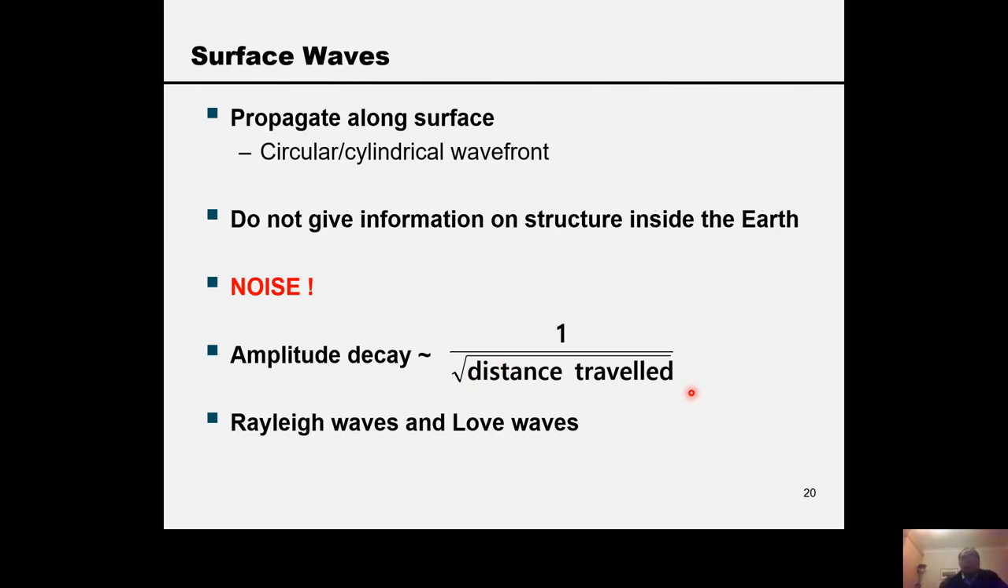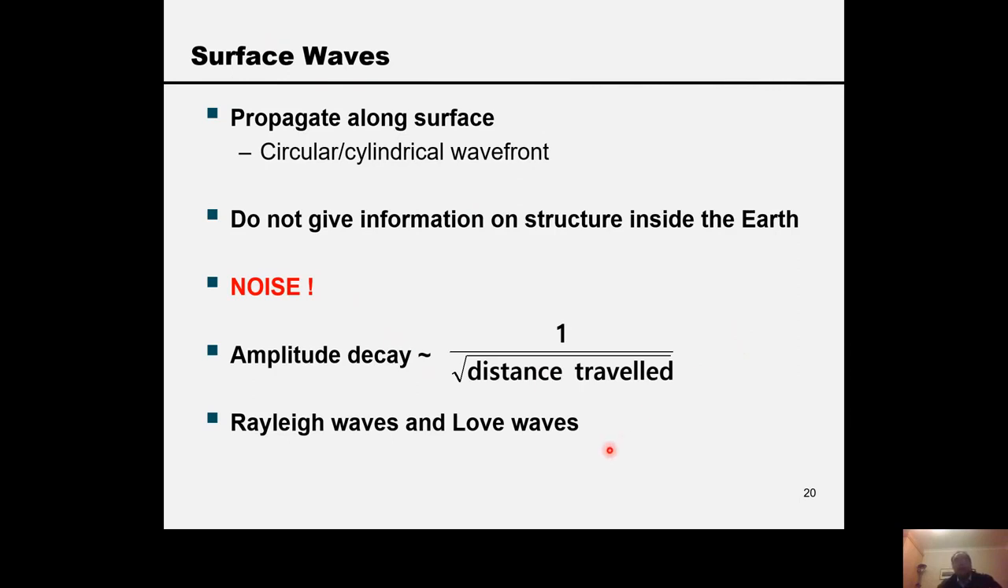After the same travel distance, for example 100 meters, 1 over the square root of 100 is 1 over 10, so the amplitude decayed to 10%. But for the body wave, in the previous slide, it is 1 over 100, which means after traveling 100 meters the amplitude decayed to 1%. This one is 10%, that one's 1%. So the signal is 10 times smaller than the noise, or the noise is 10 times stronger than the signal. That means we need signal processing to remove the noise and reveal the weak signal from the data.